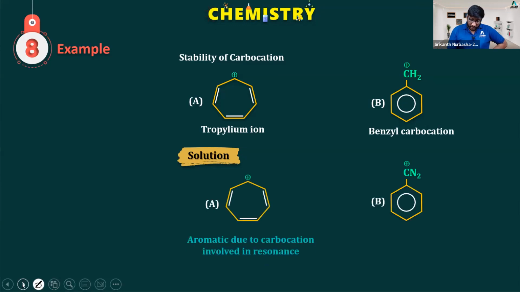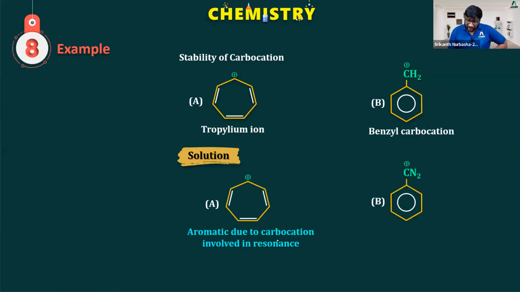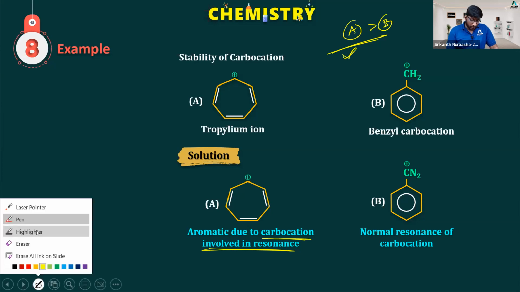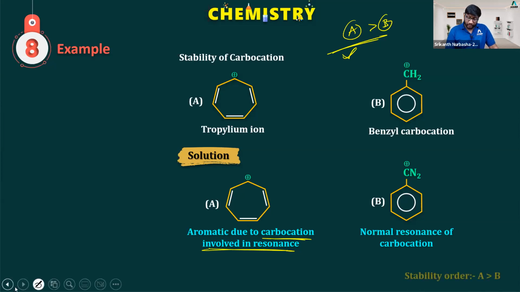So compound A, aromatic due to carbocation involved in resonance. Because carbocation is involved in resonance, it is gaining aromatic nature. In B, we have normal resonance of the carbocation. So A should be more stable when compared to B. Different examples I'm explaining so that you don't get confused whenever you're solving questions. Stability order A greater than B.